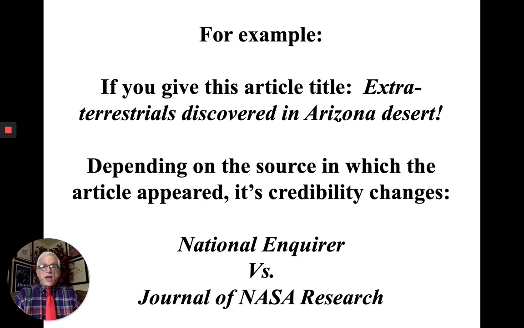If I just said, according to the article, extraterrestrials discovered in the Arizona desert, my audience may think, well, gosh, that doesn't sound right. That probably came from the National Enquirer. And if it did, the National Enquirer would be a poor source. But if it actually came from the Journal of NASA Research, that makes that article much more credible. So notice the article title doesn't help us. So don't give article titles. Give the title of the actual magazine or newspaper in which it was published and include the date.